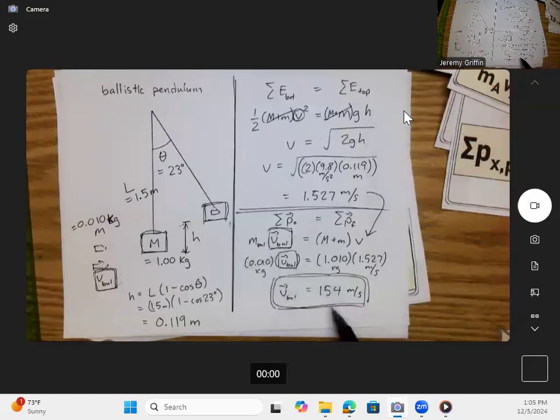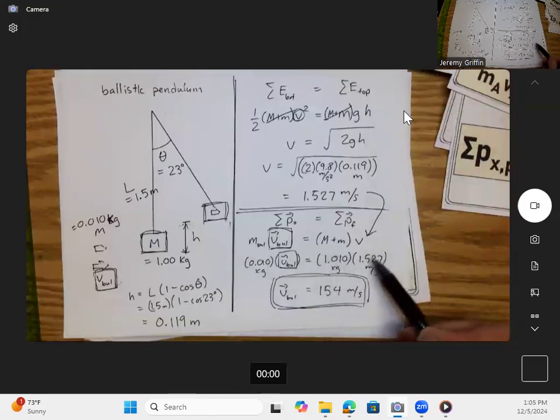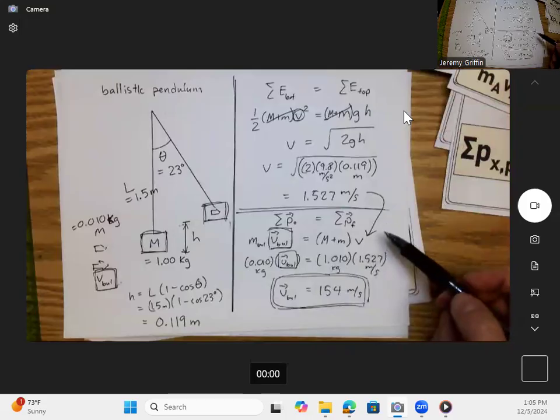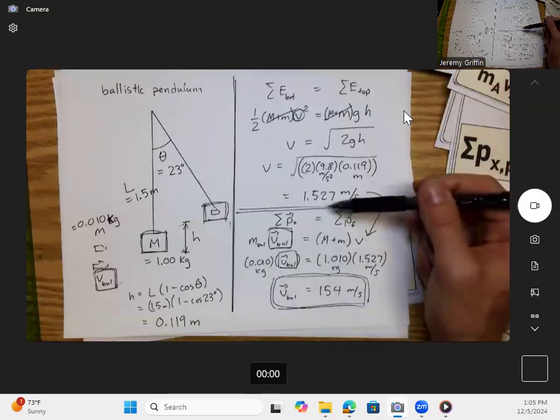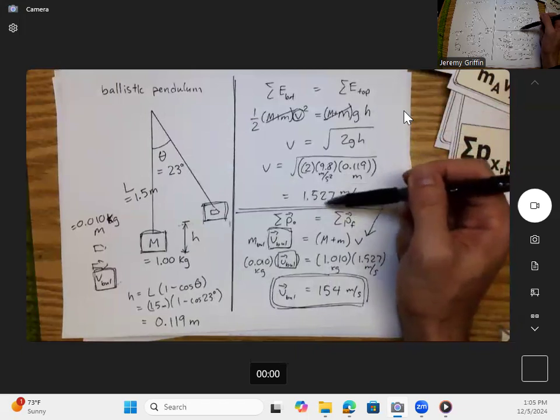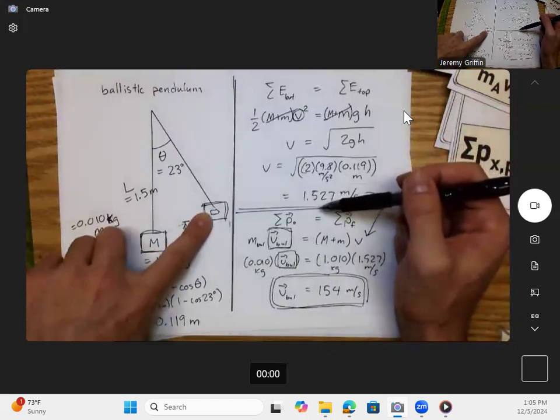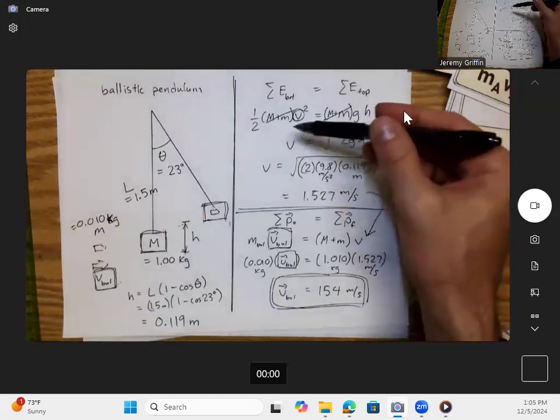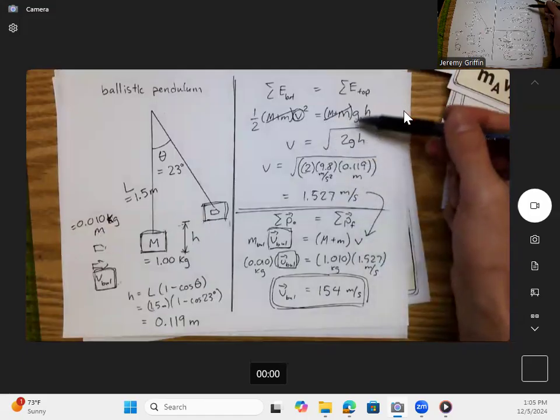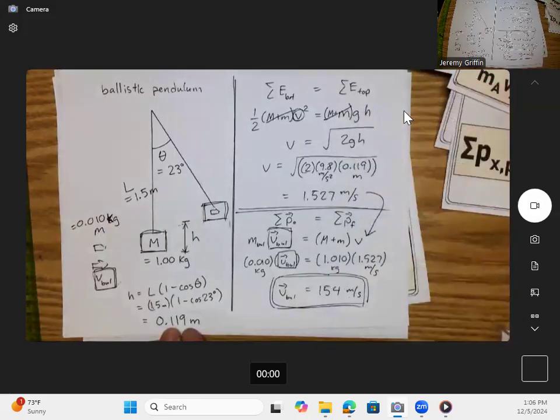It has this mass and this speed, so it embeds in the block. So inelastic collision, and it ends up having to move this fast as a result. Right, the 1.527 meters per second, the block and bullet together. That speed is going to translate into some height change. How high? Well, speed is square root 2gh. So that height change ends up being 0.119 meters.